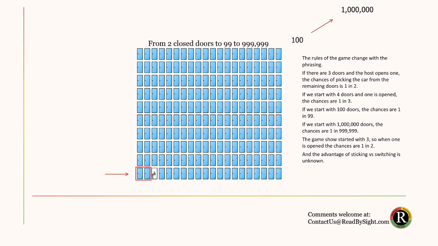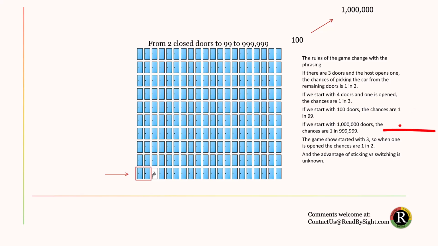Now, throughout the literature, whenever things are tweaked like this, the verbal description of the new rules is very important because the rules change with subtle differences in the phrasing. And that's what we have here. The rules of the game change with the phrasing. So in this case, if there are 3 doors and the host opens 1, the chances of picking the car from the remaining doors is 1 in 2. That's the original scenario. If we start with 4 doors and 1 is opened, the chances are 1 in 3. The math changes with the number of doors. If we start with 100 doors, the chances are 1 in 99.